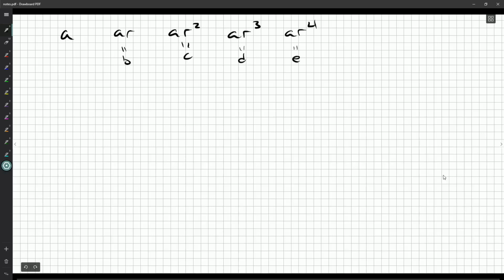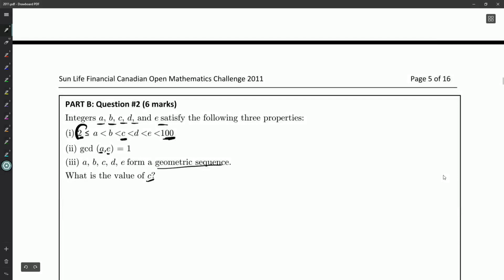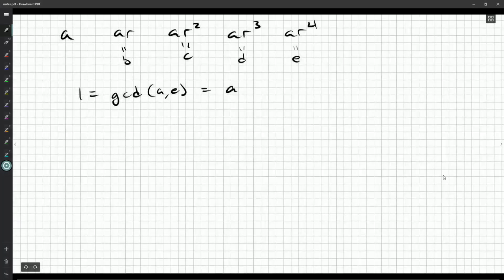Okay. Now they're integers, which makes me think that, well, A is an integer. Could r be an integer? Well, if r was an integer, then the GCD of A and E would be A. But we know the GCD is 1, and so that would make A 1, but they specifically tell us in the question A is at least 2. So A can't be 1, and so r is not an integer.